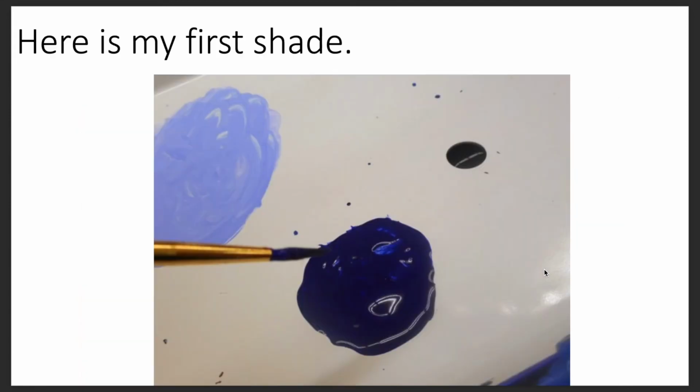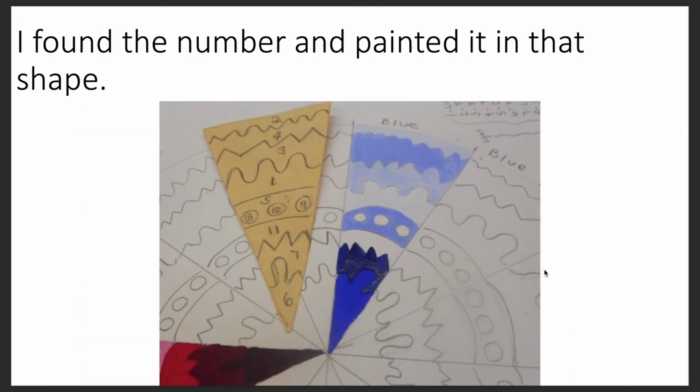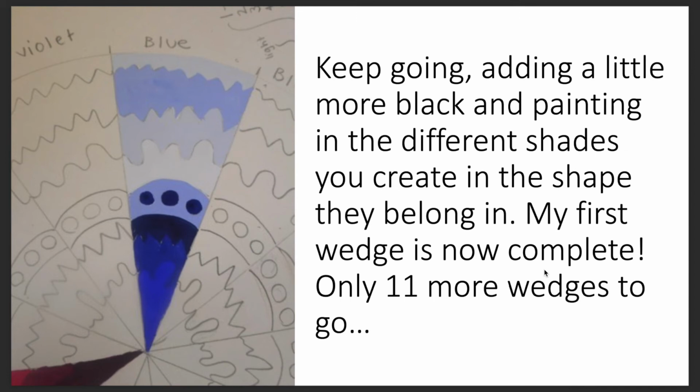There we go. Using my template to make sure I put it in the right spot. It's my number 7. There it goes. Keep going until you've added a little bit more black to each of your piles, so you've made your 7 through 11 wedge.